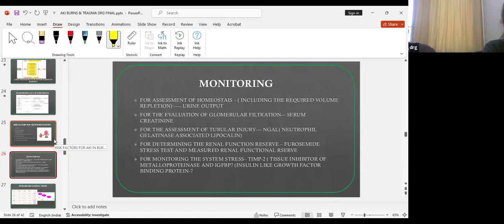So it helps us in differentiation between pre-renal and intrinsic renal failure. So it will help us to differentiate and stage the patient.